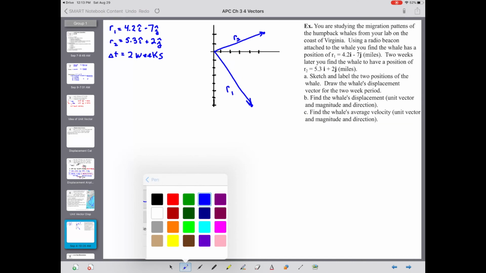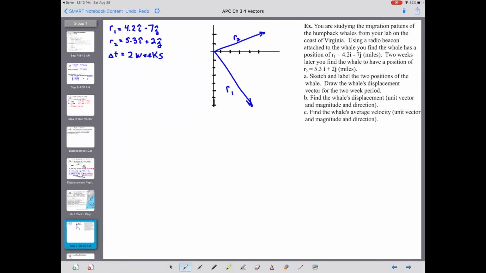So then the actual displacement of the whale from position 1 to position 2, that's going to be the actual displacement. Whether the whale went in a straight line or not, it doesn't make any difference. That is the displacement of the whale. Now, in part B, we want to find that displacement.